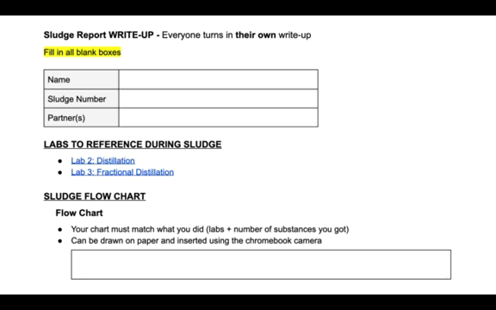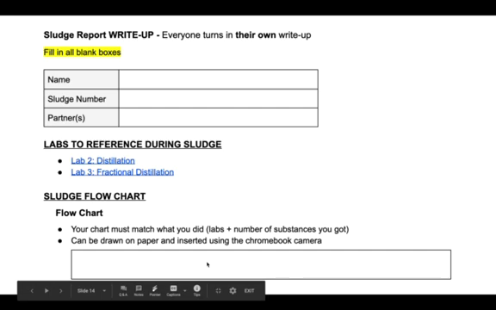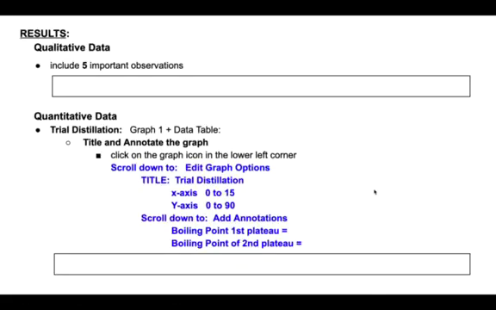So here's a general look at what the Sludge final write-up is going to look like. You've got your name, the number of your sludge, and your partner. Here's some labs you can reference and hot links to them. Your flowchart, which we are going to talk about in a moment, you are going to insert an image of your flowchart here in the final report. Qualitative data, as we've done any time we've run a lab, you need to include 5 important observations that are qualitative in nature, meaning that they are not numerical.